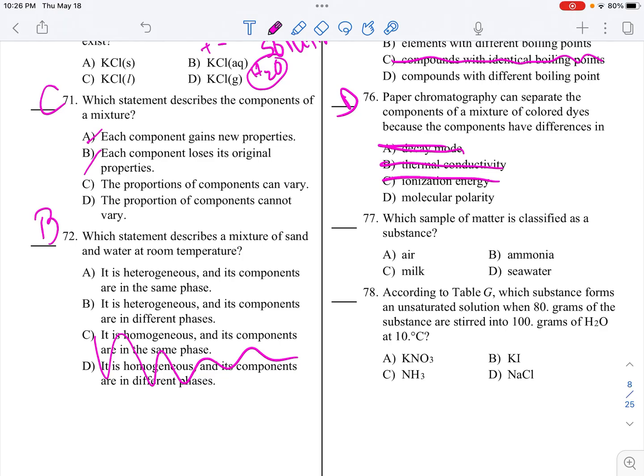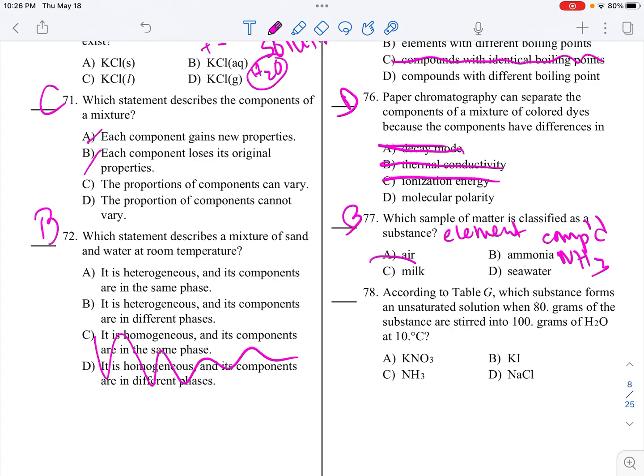A substance is anything with a formula, so element or compound. So air does not have a chemical formula, so that's not it. Ammonia does. It's NH3. There's your answer.